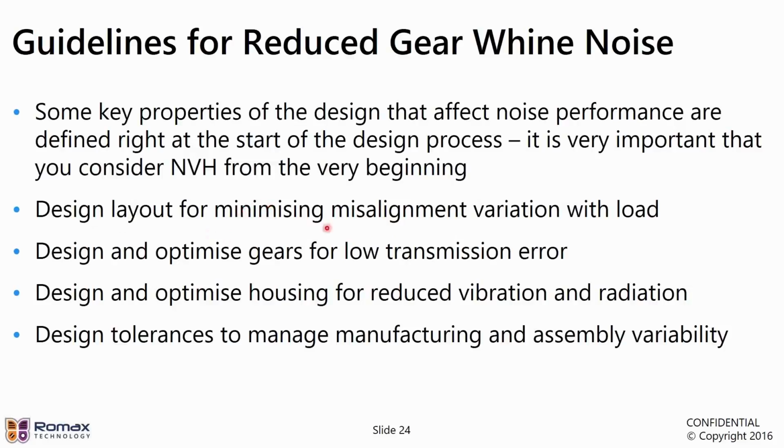We're going to look at the design layout for minimizing misalignment variation with load, and I'll explain why that's important in just a second. And then we'll look at specifics about design considerations for gears for low transmission error. And then we'll look at optimizing the housing for reduced vibration and radiation, i.e. addressing the path and the receiver part in our source path receiver model. And then we'll look at managing tolerances.